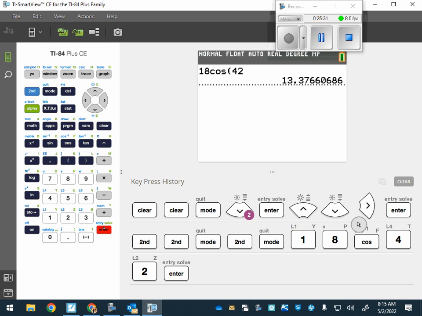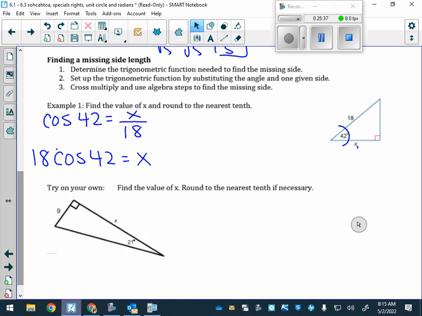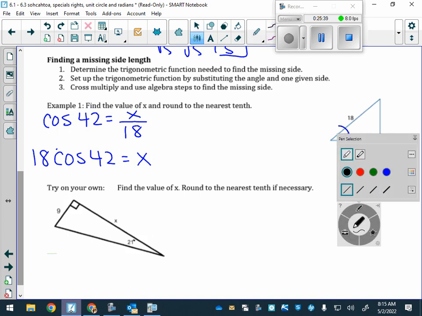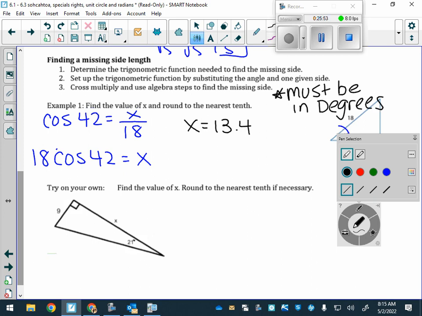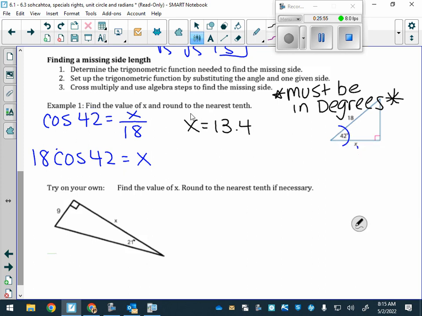In here, we're going to round to the nearest tenth. Okay? So our missing side length is x equals 13.4. Okay? So make yourself a note. Must be in degrees. Okay? Must be in degrees.